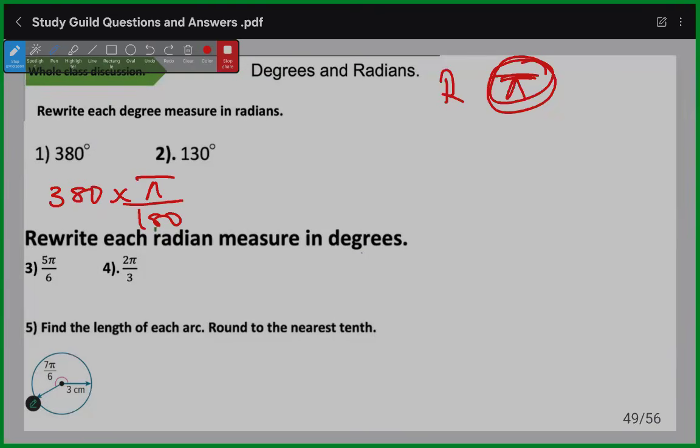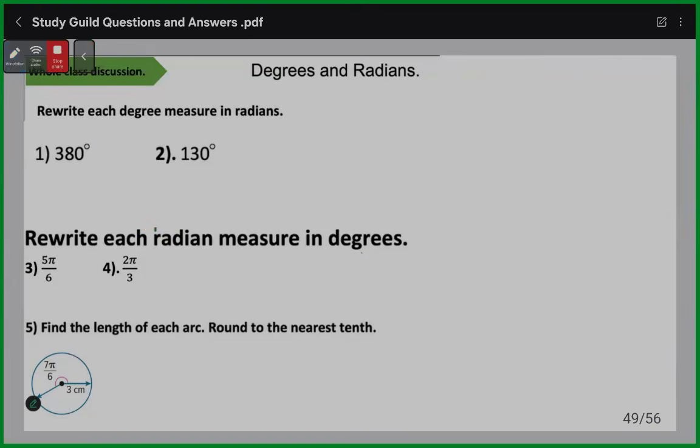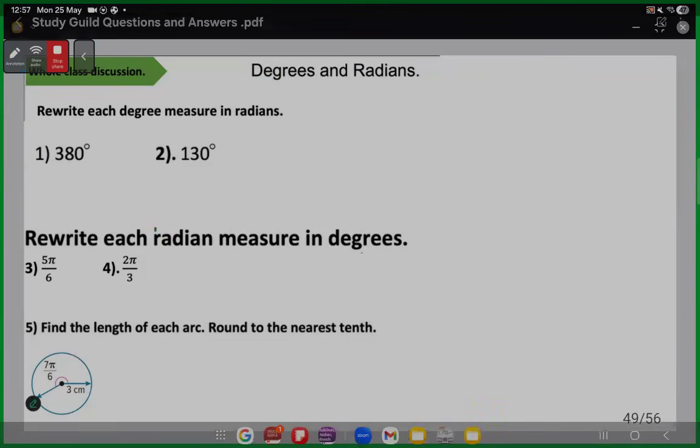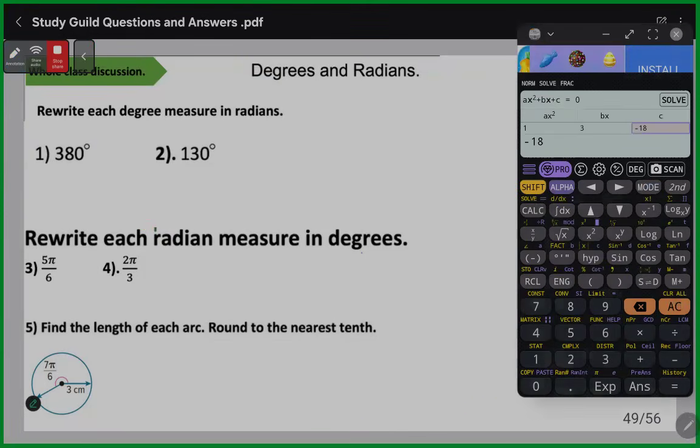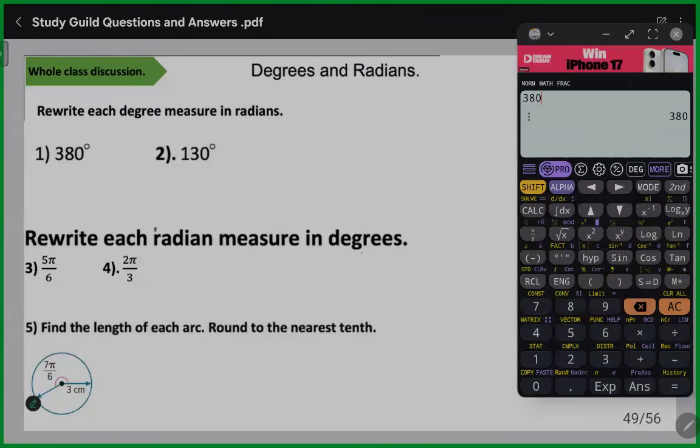Some of you will be asking, how can I plug it in my calculator? We did it in class, but let me remind you again that you can plug in your calculator by just pressing shift on your calculator and this exponent, you see it, that's it. So if I want to solve this question now, I will say 380 multiplied by shift 6 over 180, and that is going to give me 19 pi over 9. So that will be your answer.